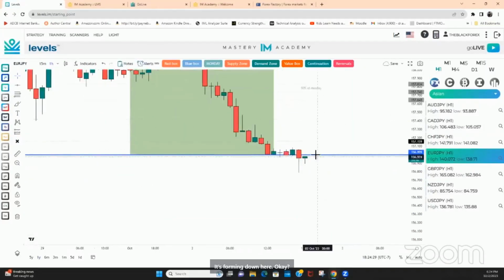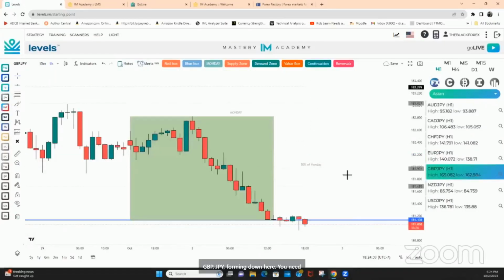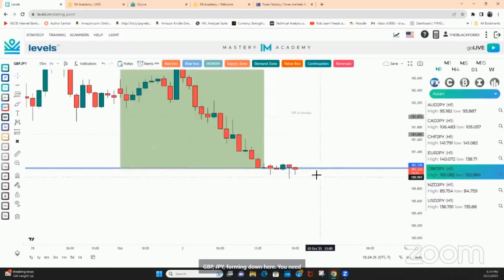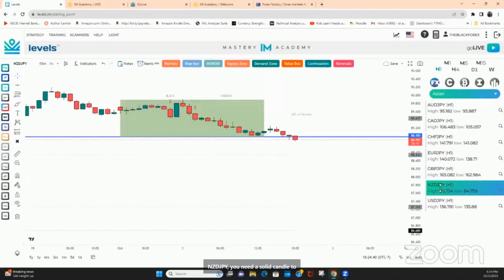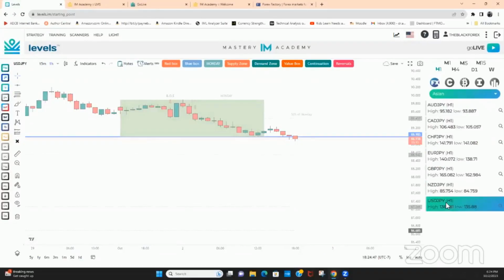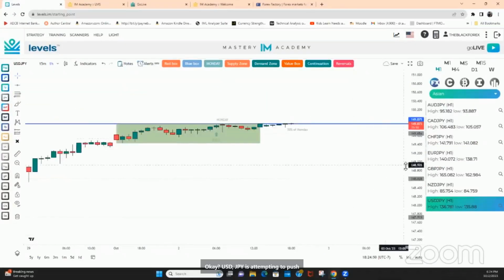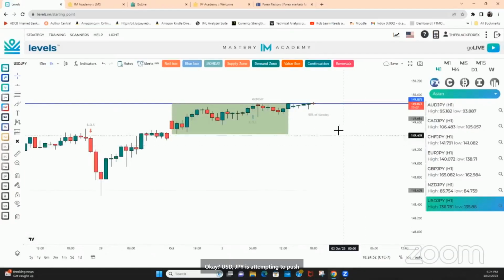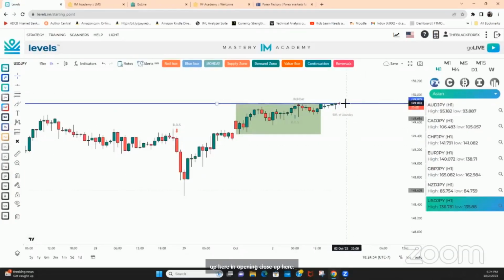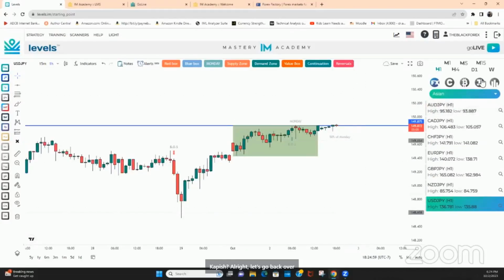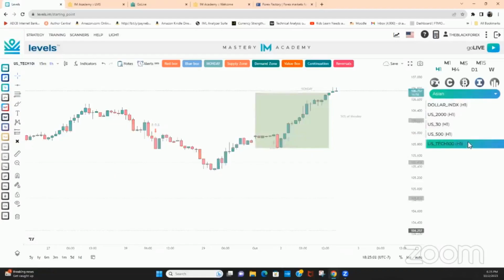EUR/JPY is forming down here. GBP/JPY forming down here. You need a solid red candle to form down here. NZD/JPY, you need a solid candle to form underneath. They're all looking like they want to sell. USD/JPY is attempting to push up here and open and close up here. Capiche? All right, let's go back over here to our indices.